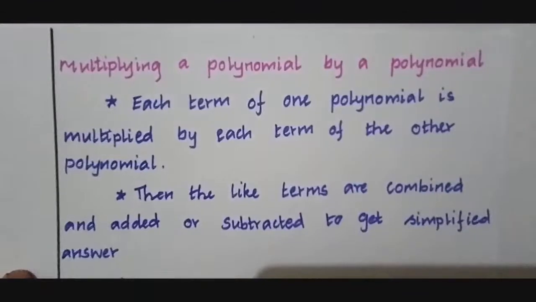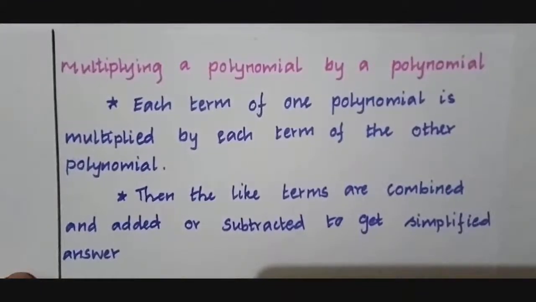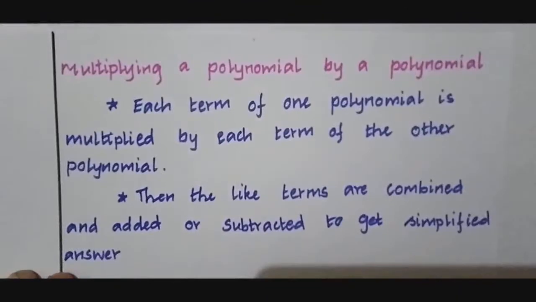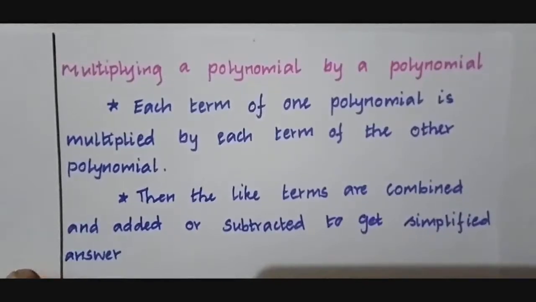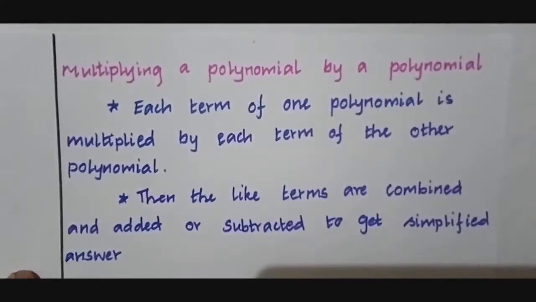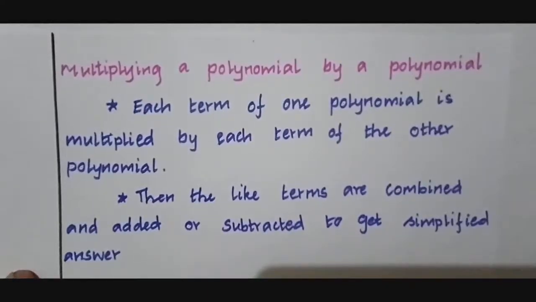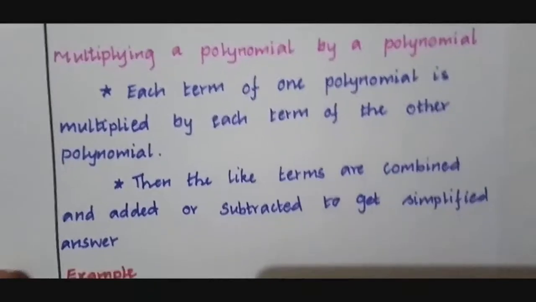Now, multiplying a polynomial by a polynomial. Each term of one polynomial is multiplied by each term of the other polynomial. Then the like terms are combined and added or subtracted to get the simplified answer. So the first step, you have to multiply each term of one polynomial by each term of the next one. Then you have to group the like terms and simplify. Let us solve the example.